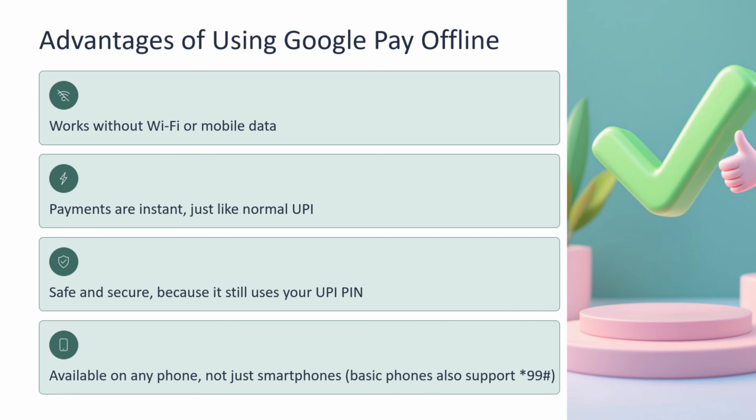Now we will see the advantages of using Google Pay offline. Works without Wi-Fi or mobile data. Payments are instant, just like normal UPI. Safe and secure because it still uses your UPI PIN. Available on any phone, not just smartphones. Basic phones also support *99#.